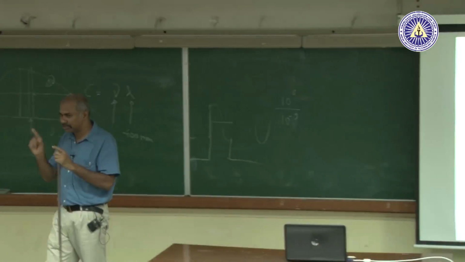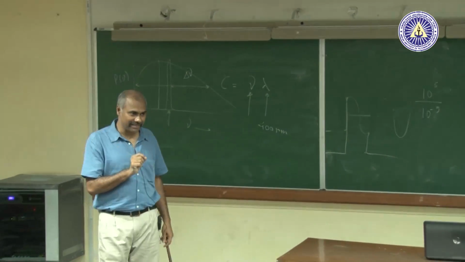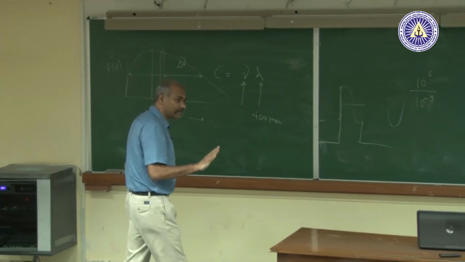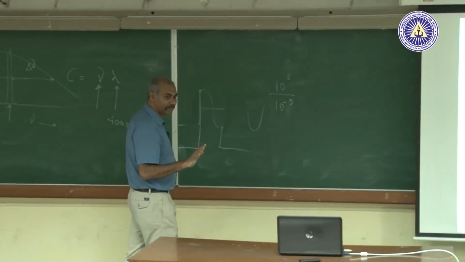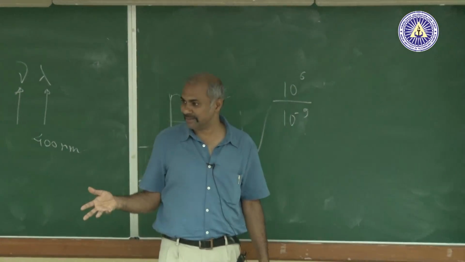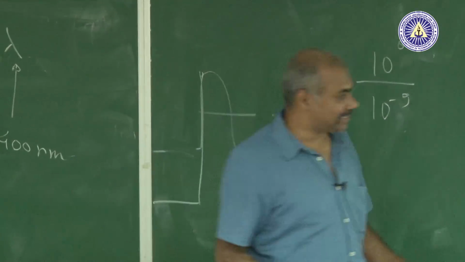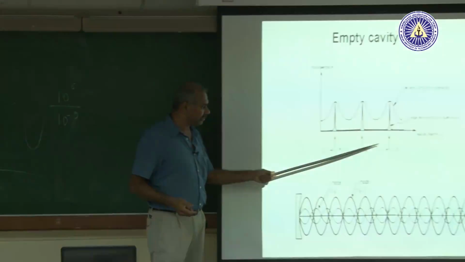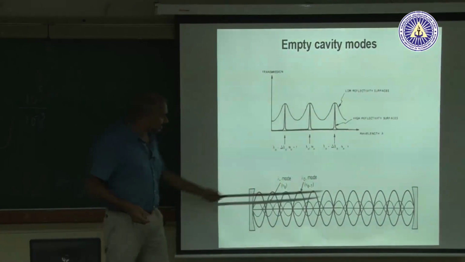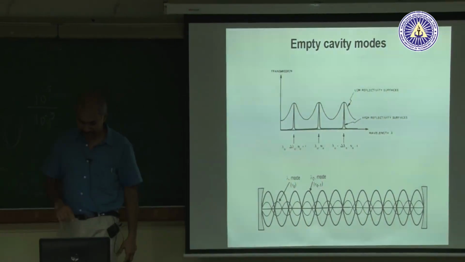So the narrowness, or the monochromaticity, of the laser light is not coming out of the atom or the stimulated emission. It is coming out of the cavity, selecting a very narrow band of wavelength. So we require that the reflectivities of the mirrors are very, very high.